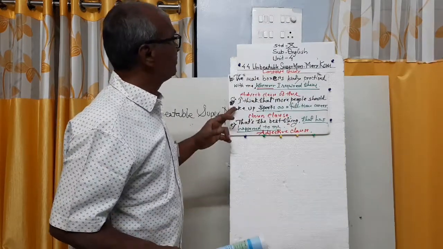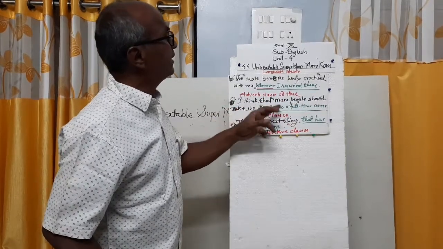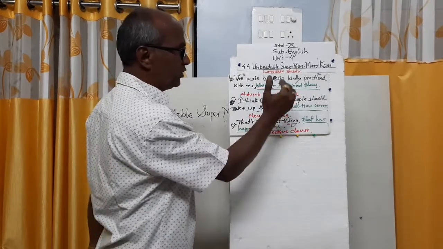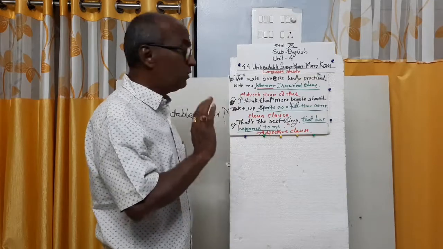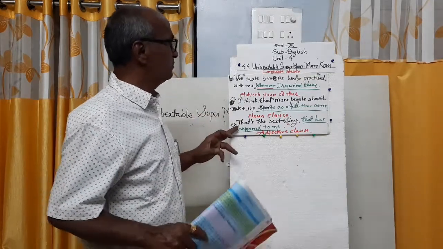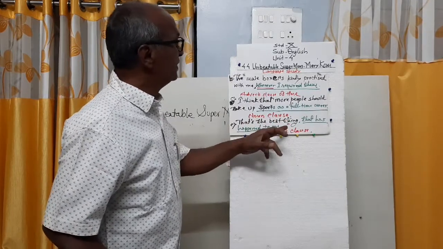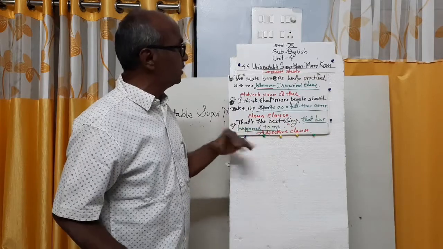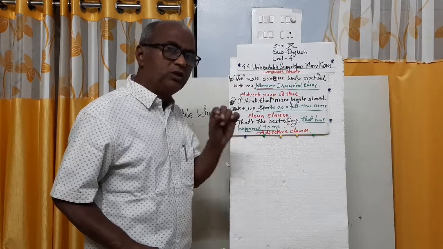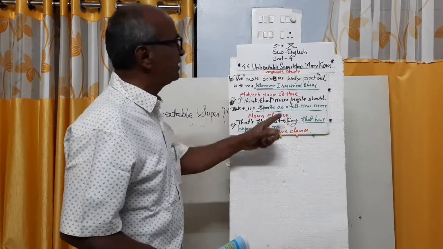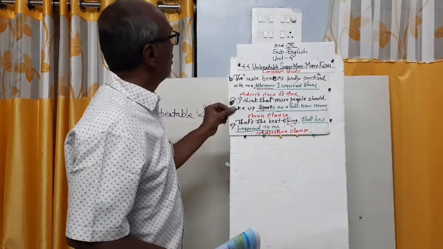Then C: I think that more people should take up sports as a full-time career. Sports as a full-time career is the subordinate clause, and it is the noun clause. Now E: That's the best thing that has happened to me. That has happened to me tells you something more about that particular thing. It adds meaning to the noun, so it is the adjective clause.